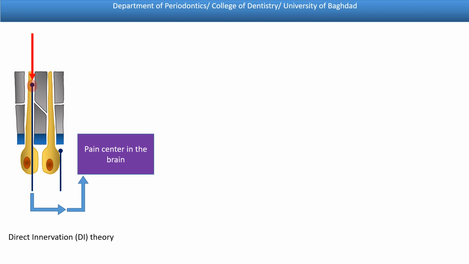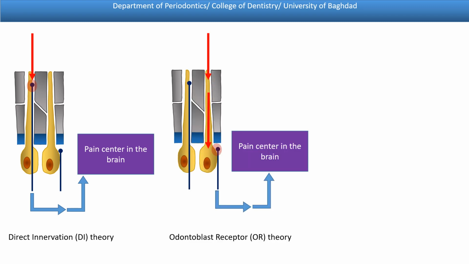The first one was the direct innervation theory, which states that the nerve endings penetrate the whole thickness of dentin to the surface and that they will receive the stimuli directly from the outer environment. The second theory was the odontoblast receptor theory, which proposed that odontoblasts will act as nerve endings by themselves. However, both theories fail to provide an accepted model for explaining dentin hypersensitivity.